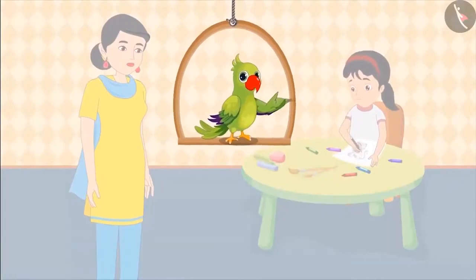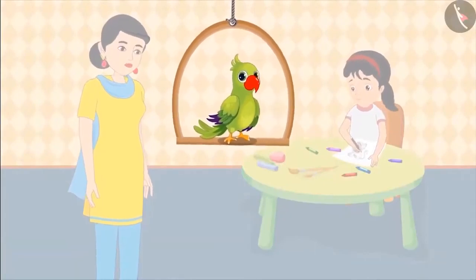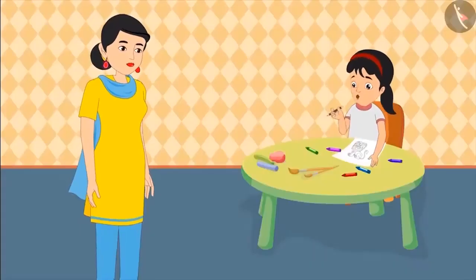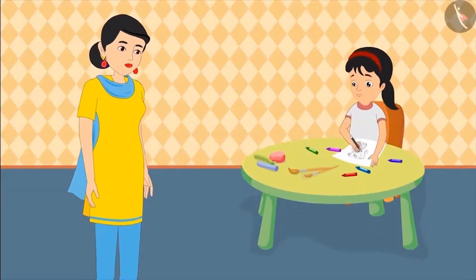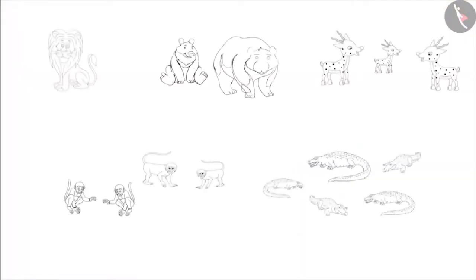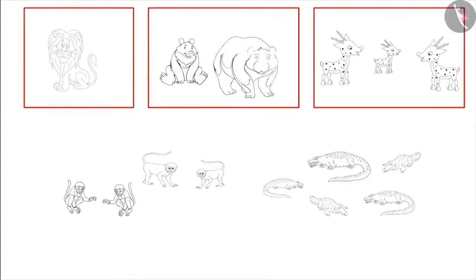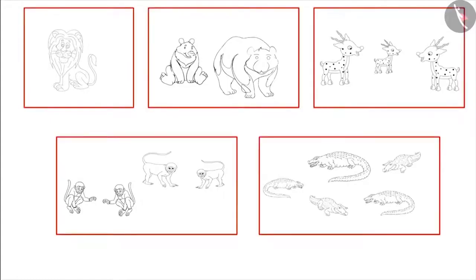Pinky then goes home and draws pictures of all the animals. Look, Mom. How are these drawings? Wow, Pinky. You have made very good drawings. Come on. Now make a group of one type of animals and give each group a name. Okay, Mom. But what should I name?